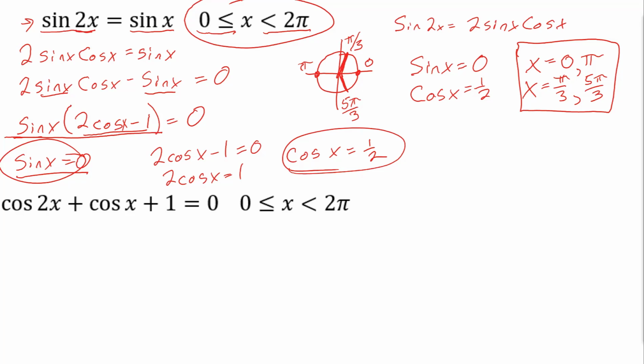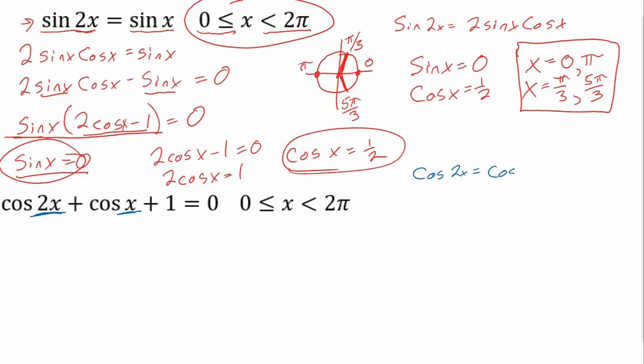Let's look at another one. Cosine 2x plus cosine x plus 1 equals 0. Again, x is between 0 and 2 pi. Once again, we see we've got what looks like a double angle or a multiple angle equation. However, since we have the cosine x also, we probably want to rewrite cosine 2x involving cosines of x.